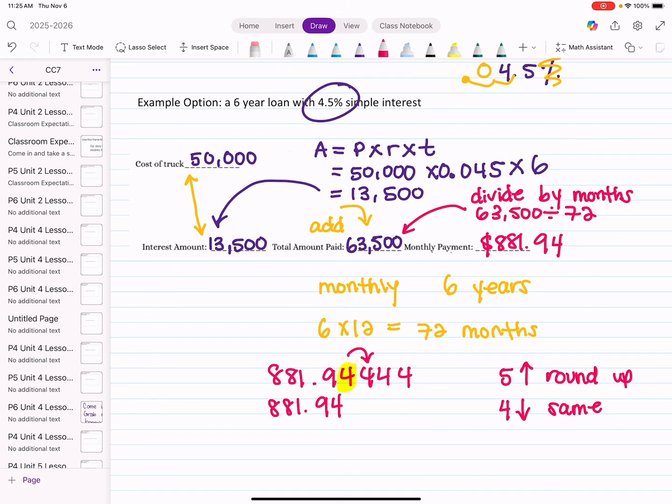So here's just the example option. You would just do this 3 separate times depending on the cost of the truck you choose, the years, and the rate that was given to you.